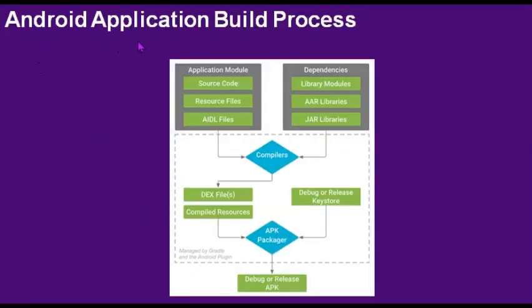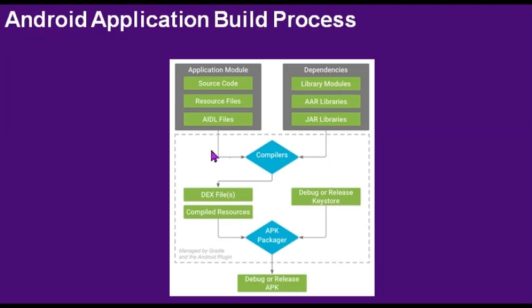So if you look at this Android application build process, as we discussed earlier about the compilation process, now if you see the build process, how things are being sequenced or serialized. The first thing is the application modules or the source code. So basically the source code along with all the resource files, dependencies, library modules, jar libraries. These are all being compiled at first.